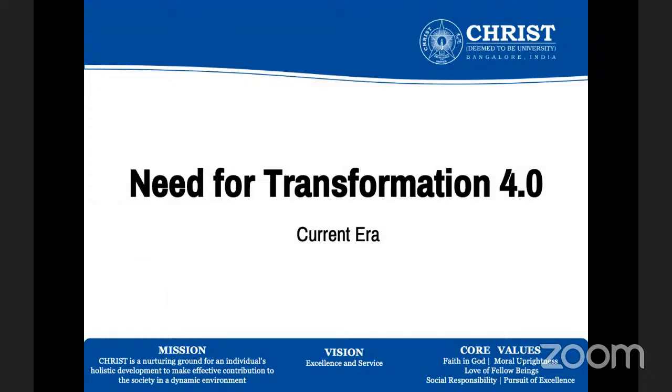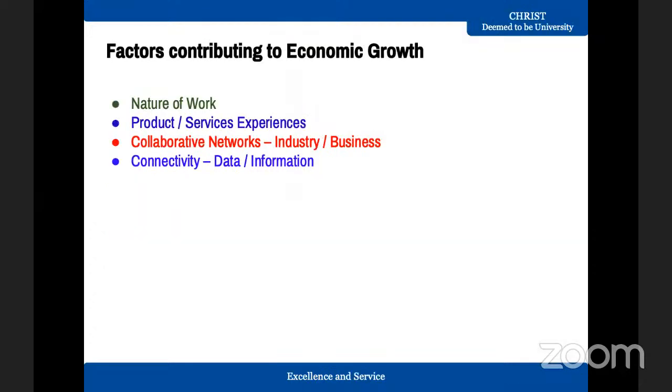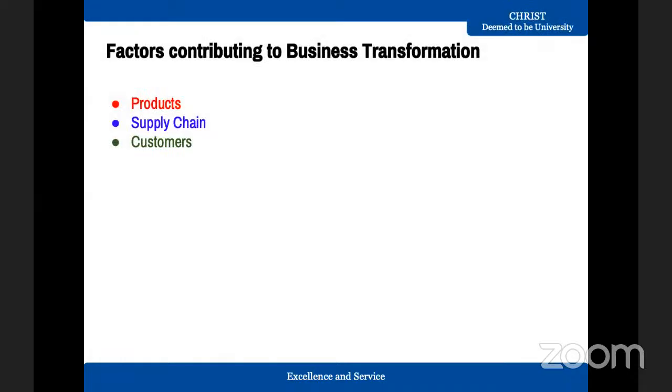So why do we need the transformation? What is the current era, right? In industry transformation, the drivers are robotics and automation, simulation, visualization, horizontal and vertical integration, IoT, IIoT, cyber security, cloud computing, additive manufacturing, even AR, and big data analytics. These are the factors that contribute to our economic growth or GDP. That's very important. Nature of work, product and service experience, collaborative networks, industry business based, and data and information connectivity. These are the factors.